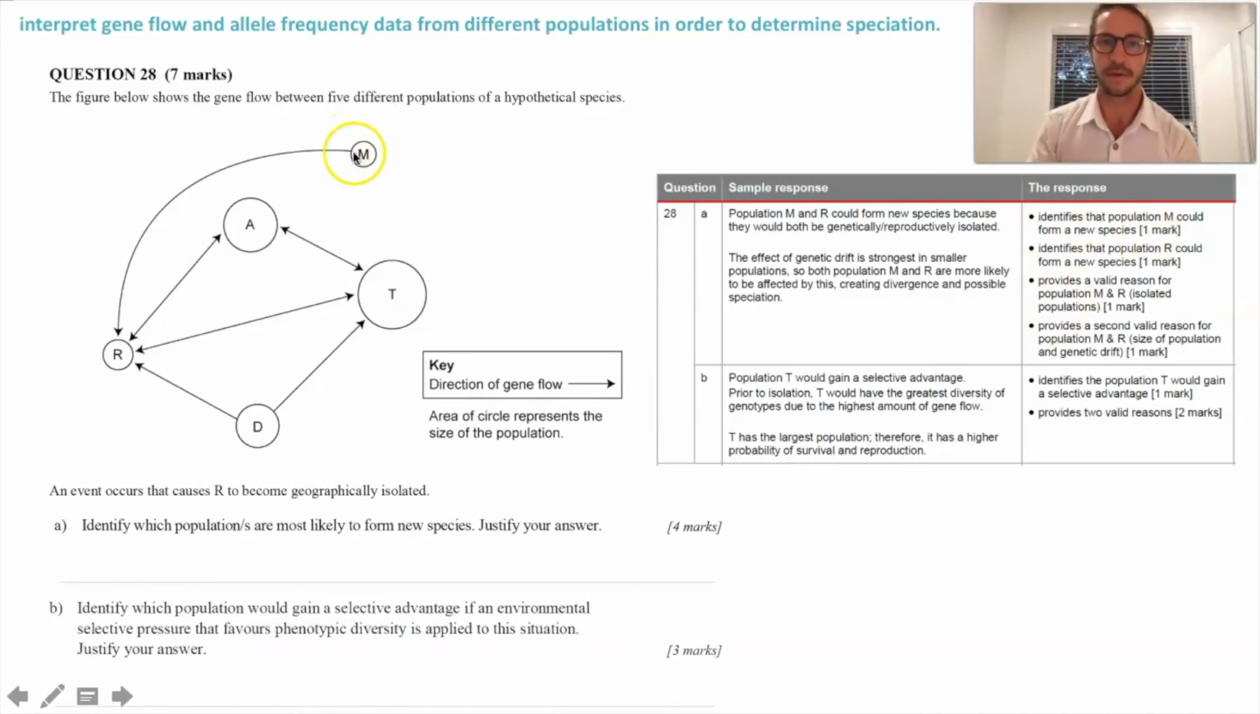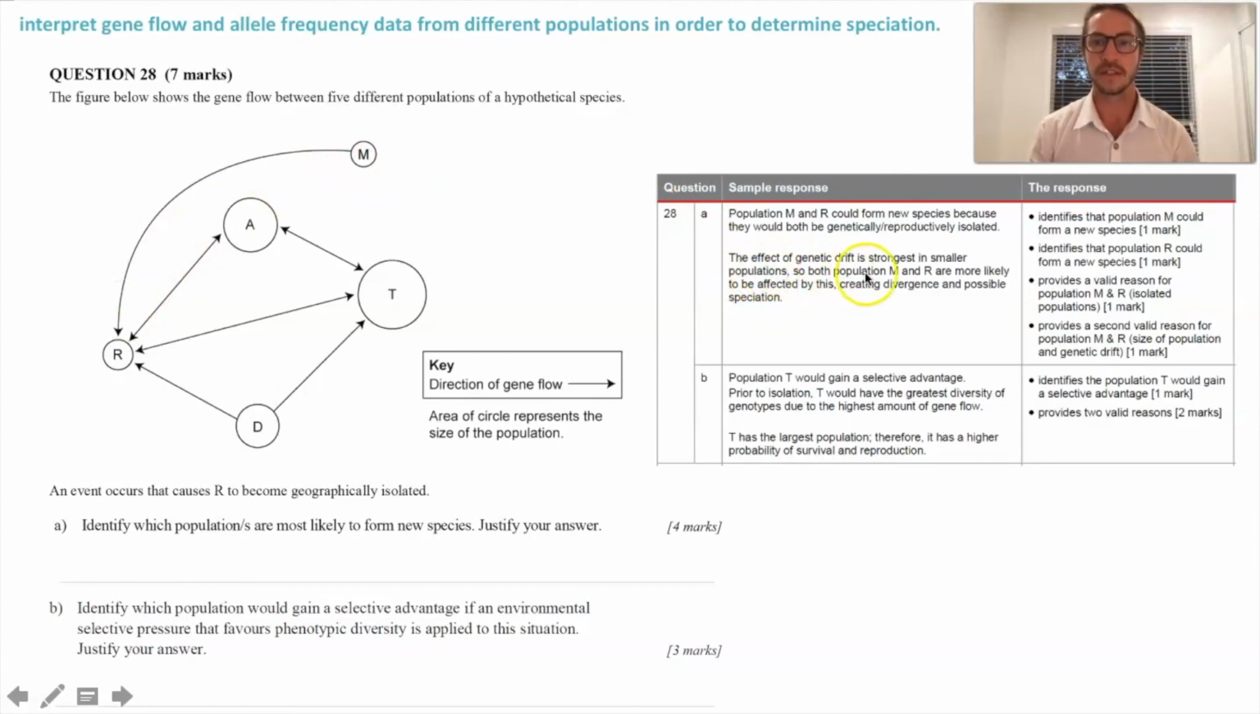Identifies that M could form a new species, 1 mark, and R could form a new species, and provides a valid reason for each of those. So if we think about which is more likely to form a new species, well, firstly, there's 2 kind of parts here that we could pull upon. Maybe I'll just read this to start with. Population M and R could form a new species because they would be isolated. So that's identifying, 2 marks there if you got M and R. Why? Let's get those other 2 marks.